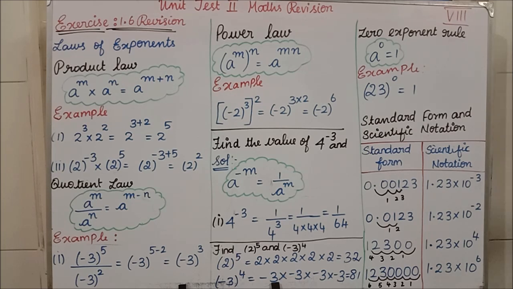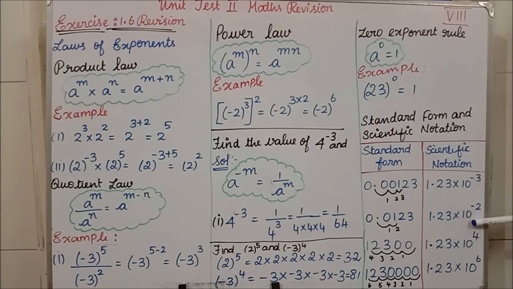The next, see here: 0.0123. Now where is the first non-zero number? Here, after the 1 only we have to keep the decimal. Now here I am moving. This is not a non-zero number. Then this is the first non-zero number, so I have to keep the decimal here. So how many places am I moving? 1, 2. Since I am coming from the left side, I have to write power minus 2. What do I have to write?